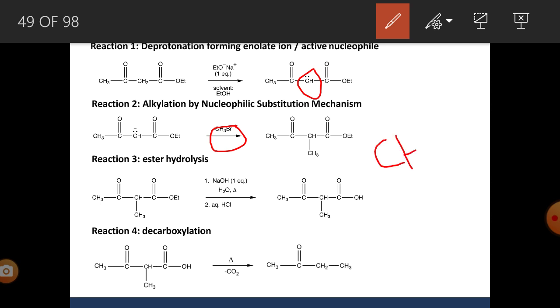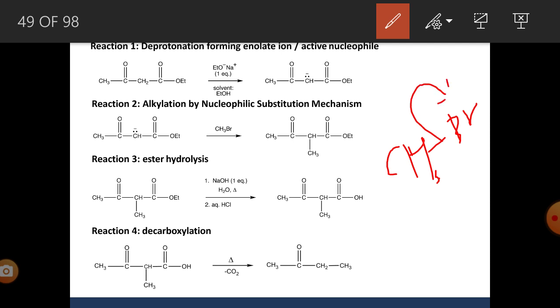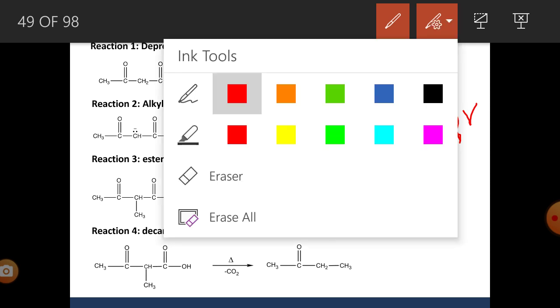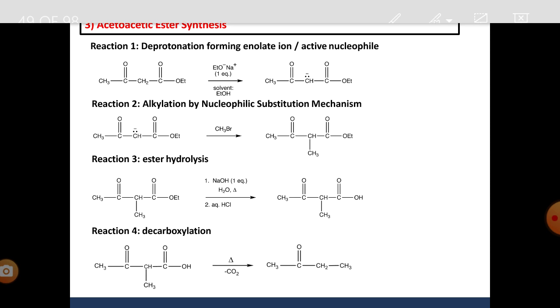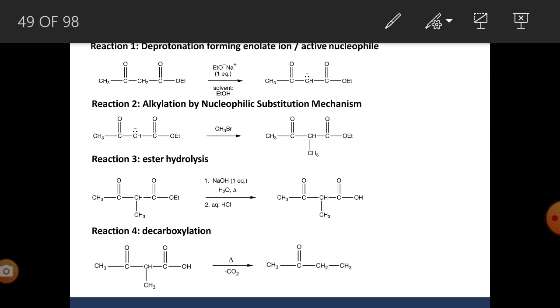This electron rich carbon now takes a methyl cation from methyl bromide. So the second step takes place with methyl bromide. From methyl bromide, this bond breaks down in such a way that this Br always takes this covalent pair. Br minus is released and stays in solution, and the methyl cation is now accepted by this electron rich carbon.